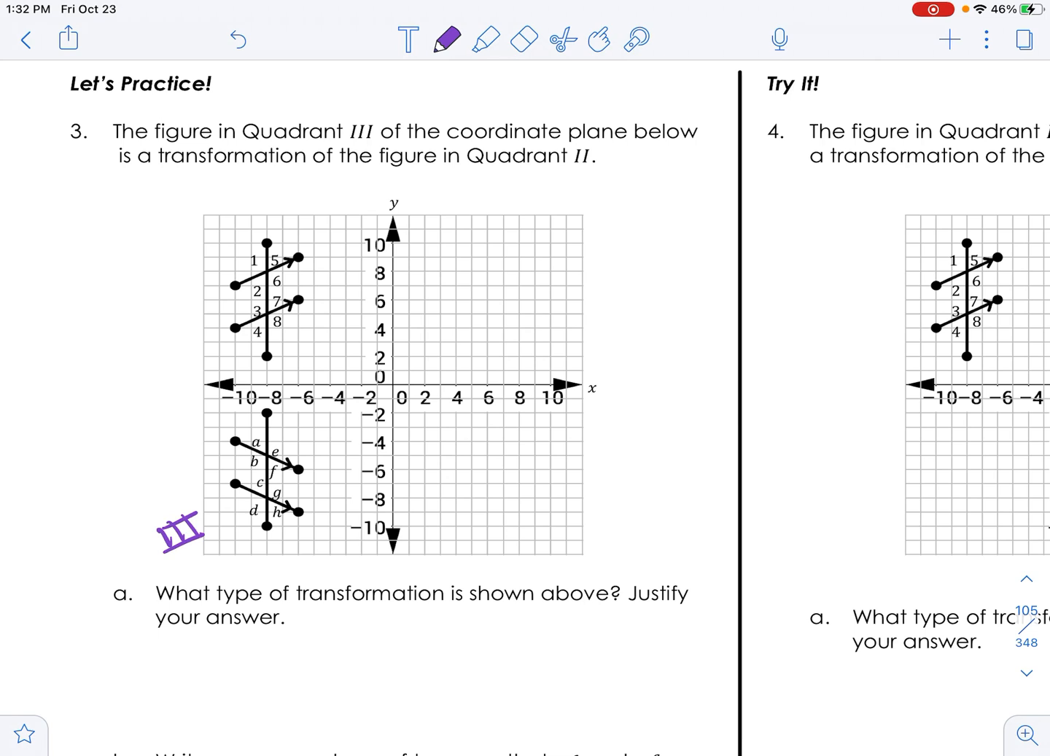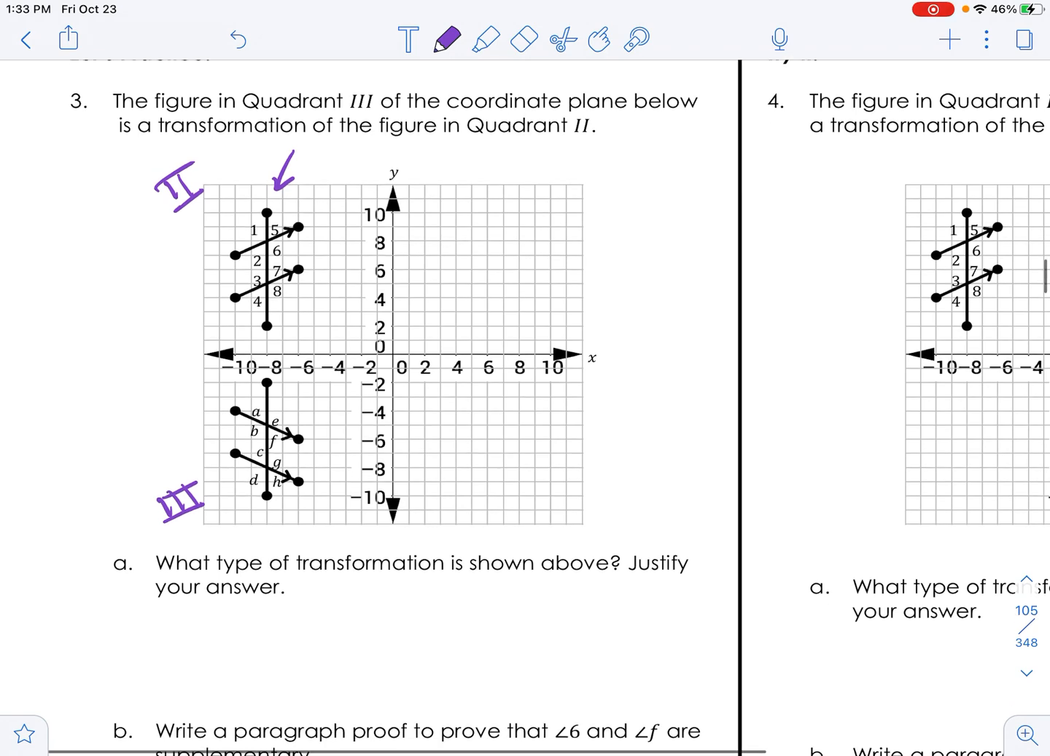The figure in quadrant 3 of the coordinate plane below is a transformation of the figure in quadrant 2. Okay, so first of all, this is my pre-image, and the one in quadrant 3 is my image, or the result. So what type of transformation is shown above, and then justify your answer. So what has happened above? It's not a translation, not a rotation, so it'd have to be a reflection.